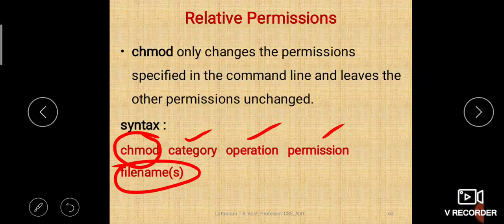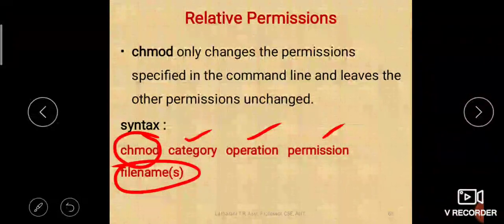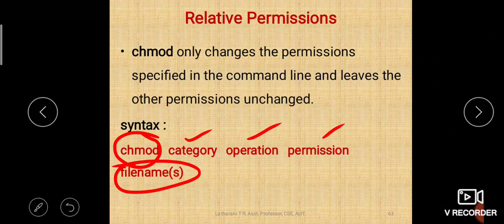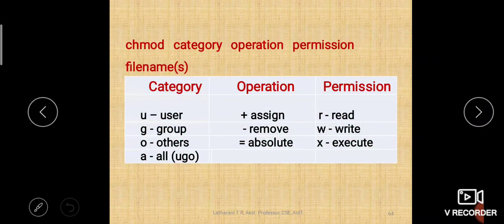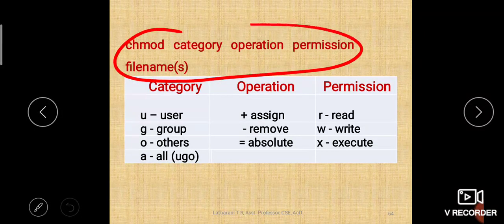I have given here file name or file names. That means you can change permission for a single file or you can change permissions for multiple files also. Okay, let us see some examples. See here, chmod, this is the same syntax I have given in the previous slide. I have given it here for reference.